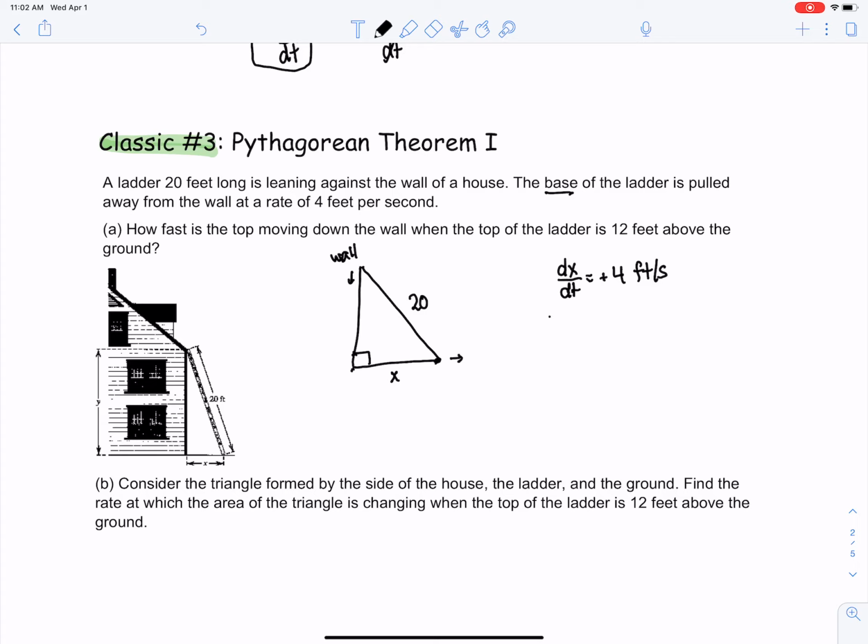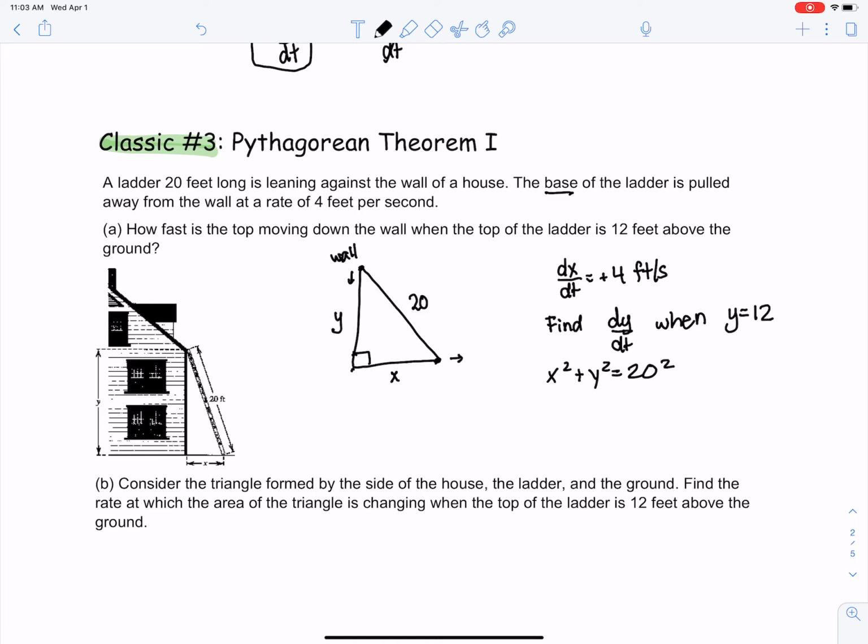So how fast is the top of the ladder moving down? So I want to find dy/dt when the top of the ladder is 12 feet above the ground. So I'm going to use y here. So when y is 12. So now I've translated the words into math symbols. And now I'm ready to write a relationship for how x, y, and the 20 relate to each other. And that's through Pythagorean theorem. x squared plus y squared equals 20 squared.